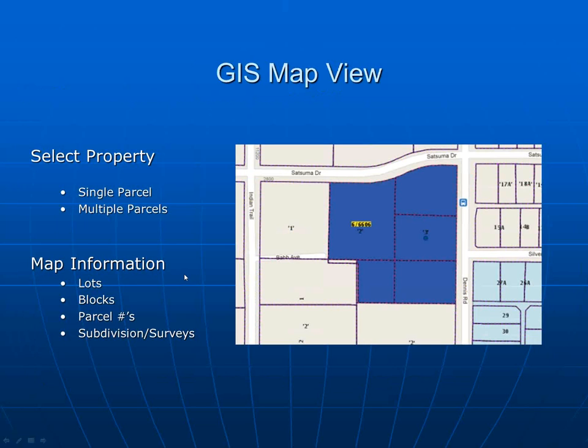When you drill down to the map, you'll be able to see where you're able to select either individual parcels on the map, or you're able to select multiple parcels on the map. And then, as you notice, it does display the lot numbers, the block numbers, and the parcel numbers, and so on.